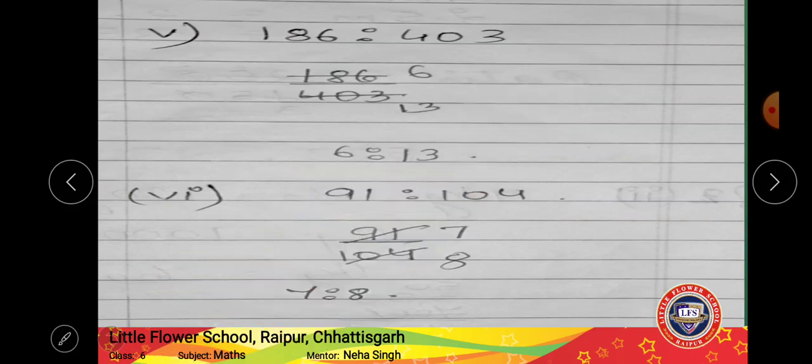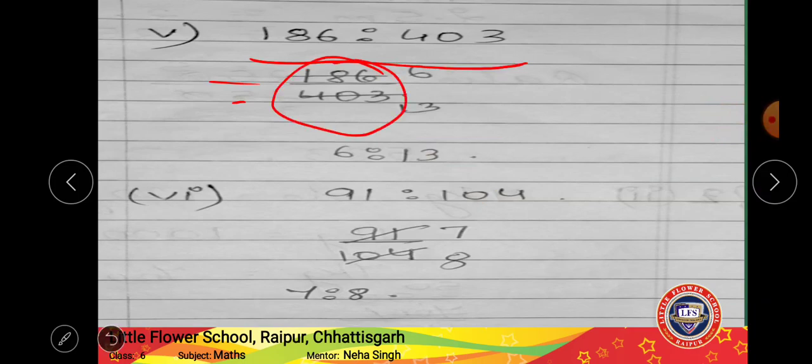Now the fifth part, 186. All the questions are the same, you just need to divide by a table until we obtain the simplest form, until no further calculation is possible. Okay, so 186 ratio 403. How will we do this? 186 upon 403. With which table can we cancel it out?